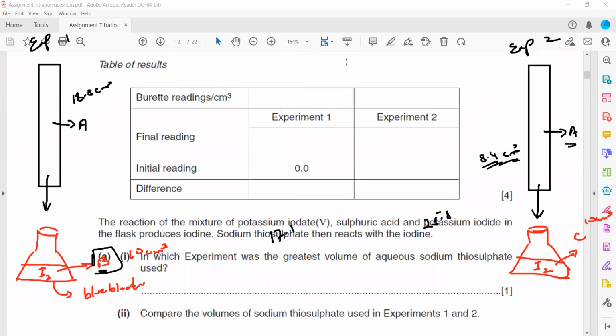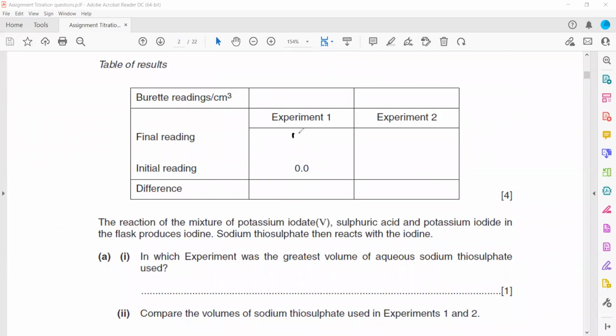So we have to fill up the burette readings. The final burette reading in experiment 1 was 16.8 and the difference is also 16.8. Whereas in experiment 2, the initial reading was 17.1 and the final is 25.5. So the difference was 8.4. The question: the reaction of a mixture of potassium iodide, sulfuric acid and potassium iodate in the flask produces iodine. Sodium thiosulfate reacts with iodine.